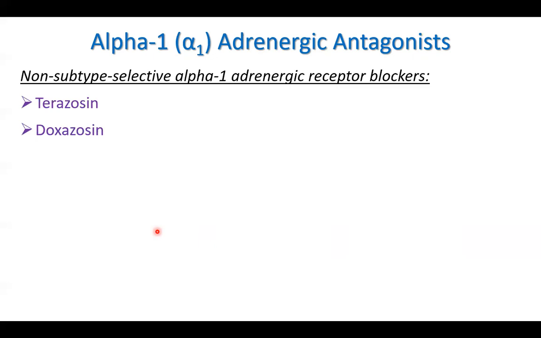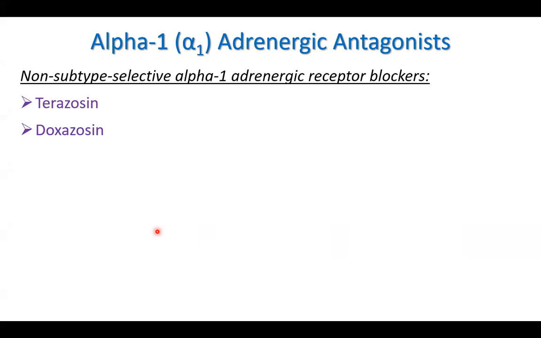Some books divide them based on their duration of action: short acting and long acting. Prazosin is short acting, in the same category of non-selective alpha-1 blocker, and doxazosin is relatively longer acting. They are non-selective.